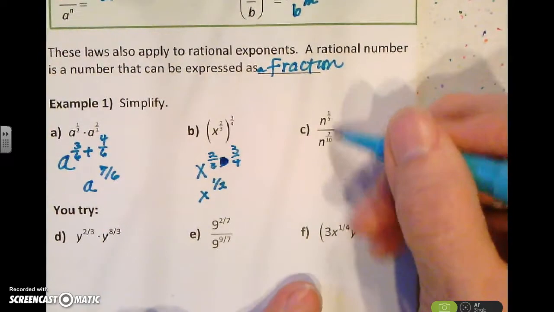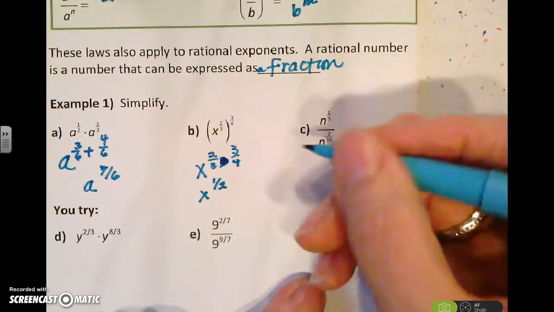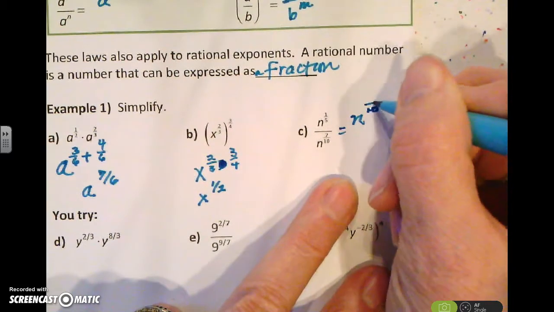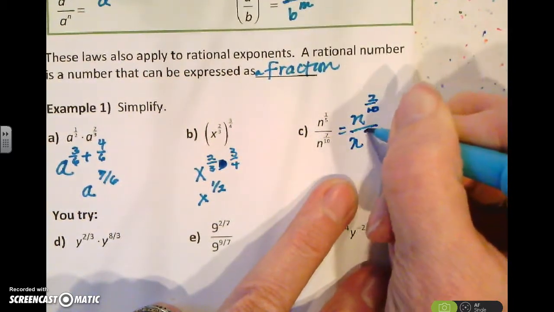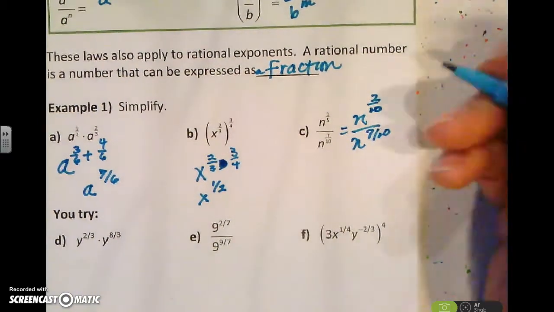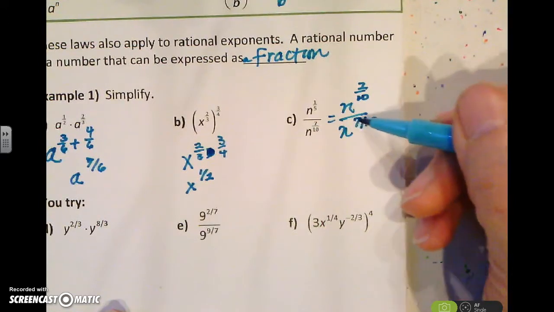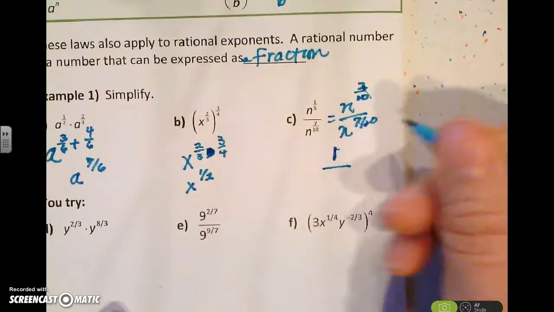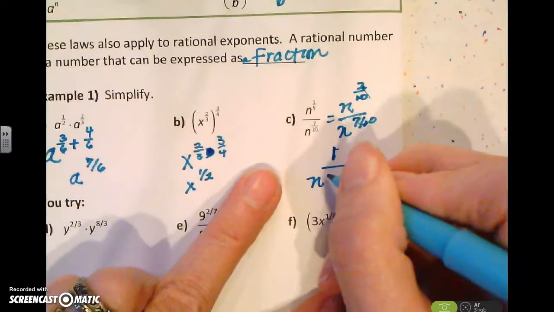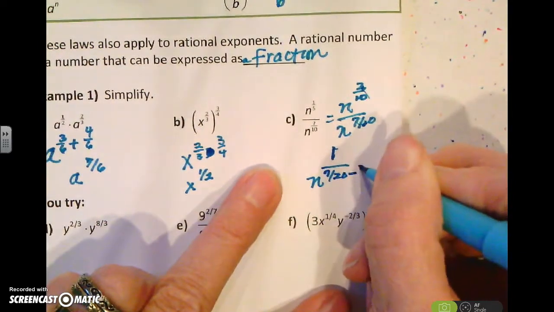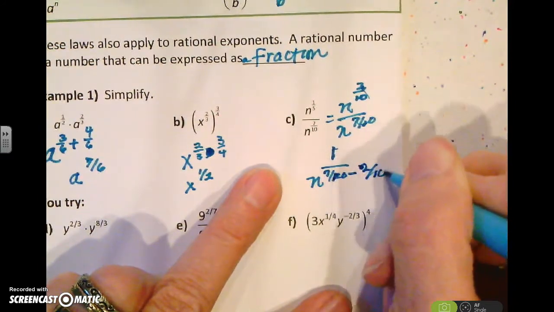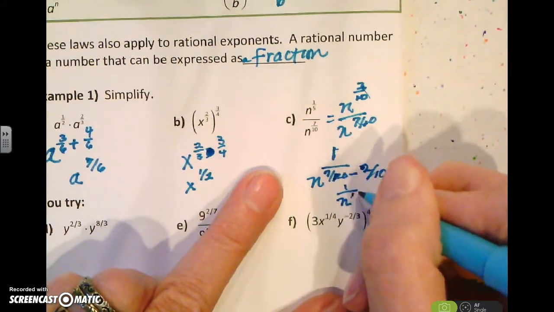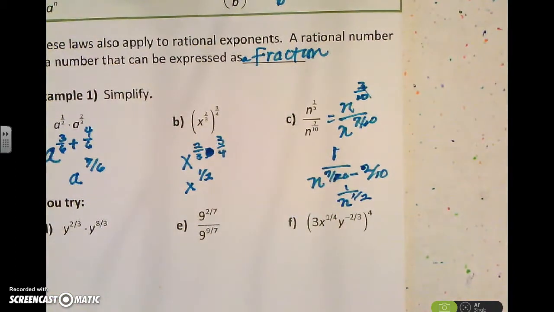And then this last one, I need a common denominator. I'm going to have to be doing some subtraction. So let's just do that. I'm going to change them both to tenths. So 1/5 is going to be equal to 2/10 over n to the 7/10. I can see that the 7/10 is the heavier one, so everything's going to move this direction, and that's going to leave me with a 1 in the numerator, and then n to the 7/10 minus 2/10. So that's going to be 1 over n to the 5/10, which reduces to 1 over n to the 1/2.